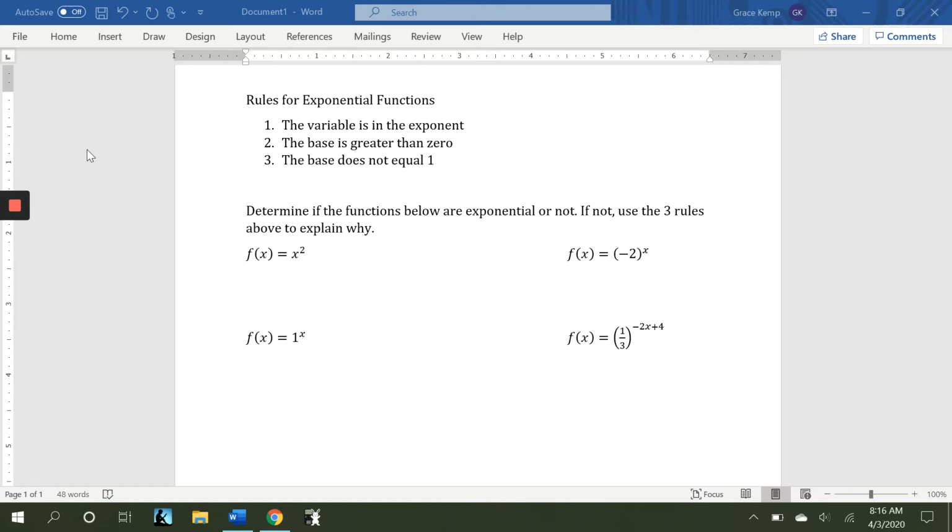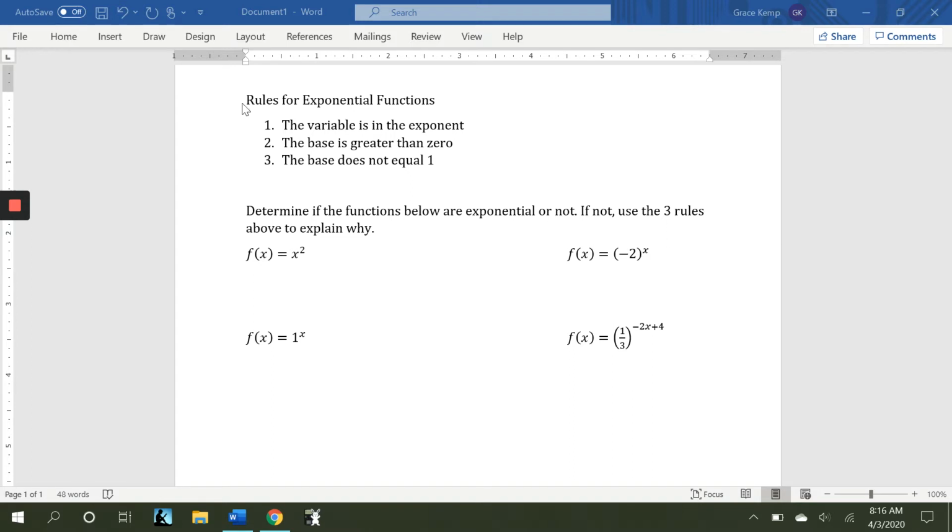All right, you guys, so today I'm going to talk to you about the rules for exponential functions. We went over this in one of the other videos, but I wanted to give you a few more examples to help you understand it a little better and just to give you a few more problems to look at if you get stuck.